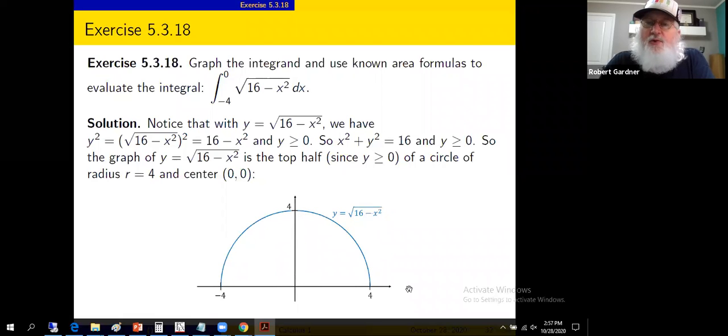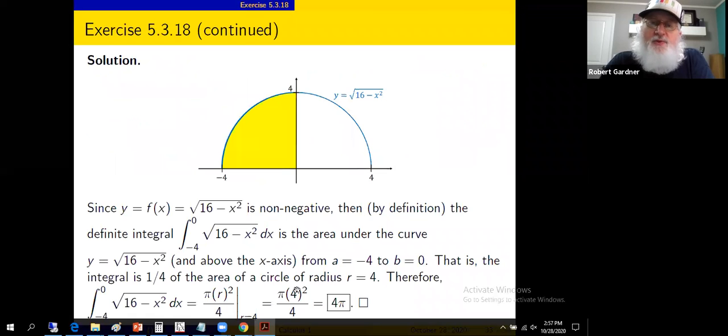All right, that's the graph of the integrand. They've asked us for an integral from -4 to 0. According to the definition we just had, that would be the area under this curve between here and here. Let's draw a picture of that. It'd be this area here. Is this 1/4 the area of a circle of radius 4? Sure, you can find that. You've got your pi r squared for the area of a circle.